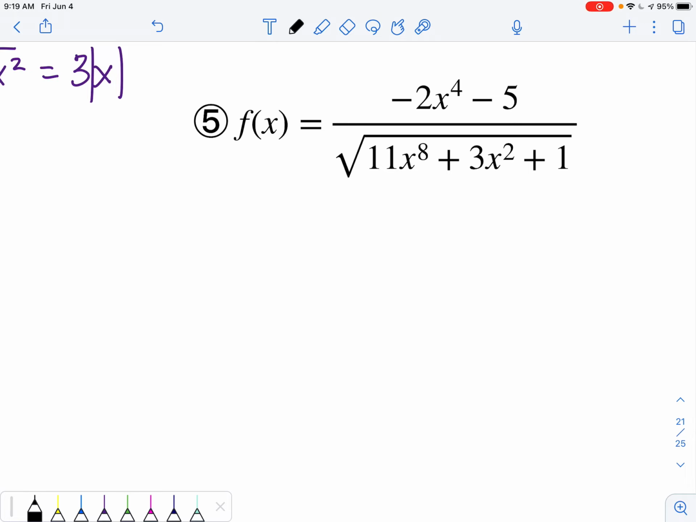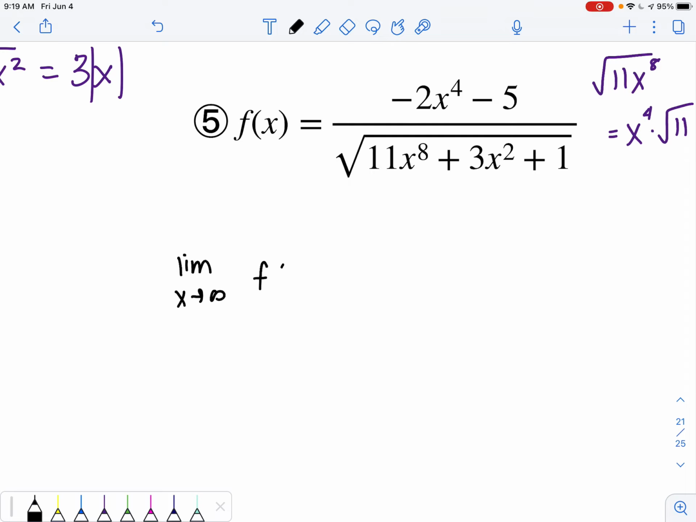Over here we have negative 2x to the 4th as our leading term over 11x to the 8th. So the square root of 11x to the 8th is really x to the 4th times the square root of 11, just taking the square root of the leading term there. We don't need the absolute values here because x to the 4th is always positive no matter what value of x you plug in. And the square root of 11 is just the square root of 11, so we're going to leave that alone.